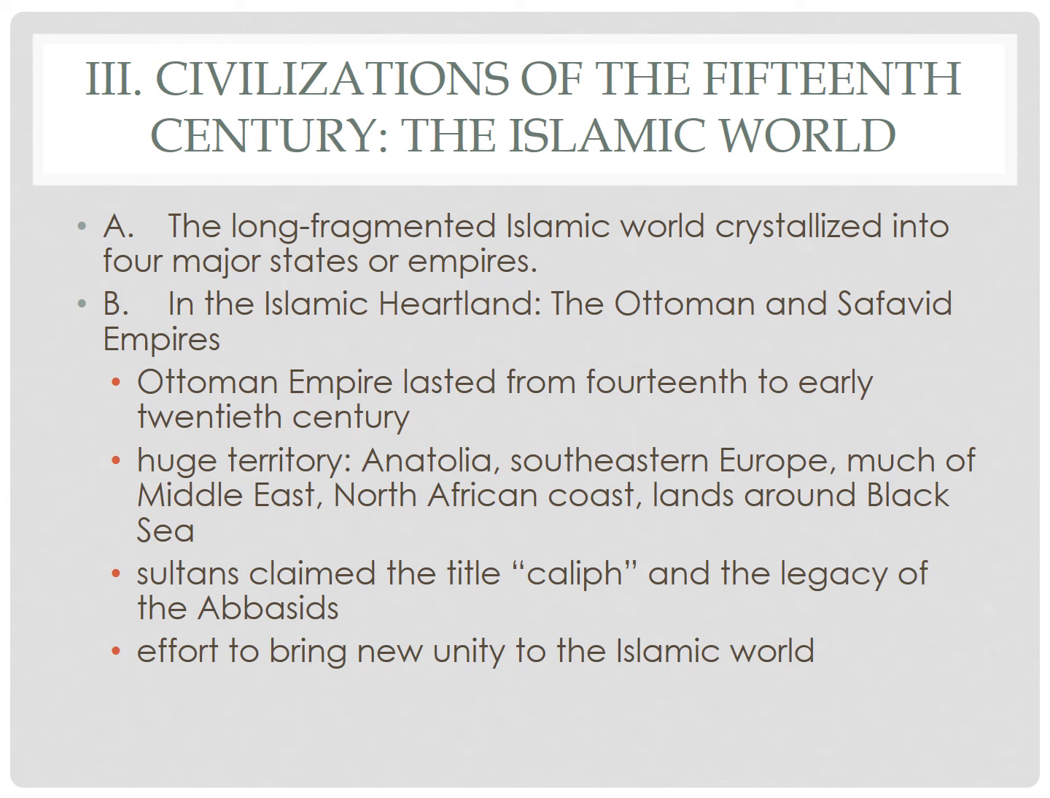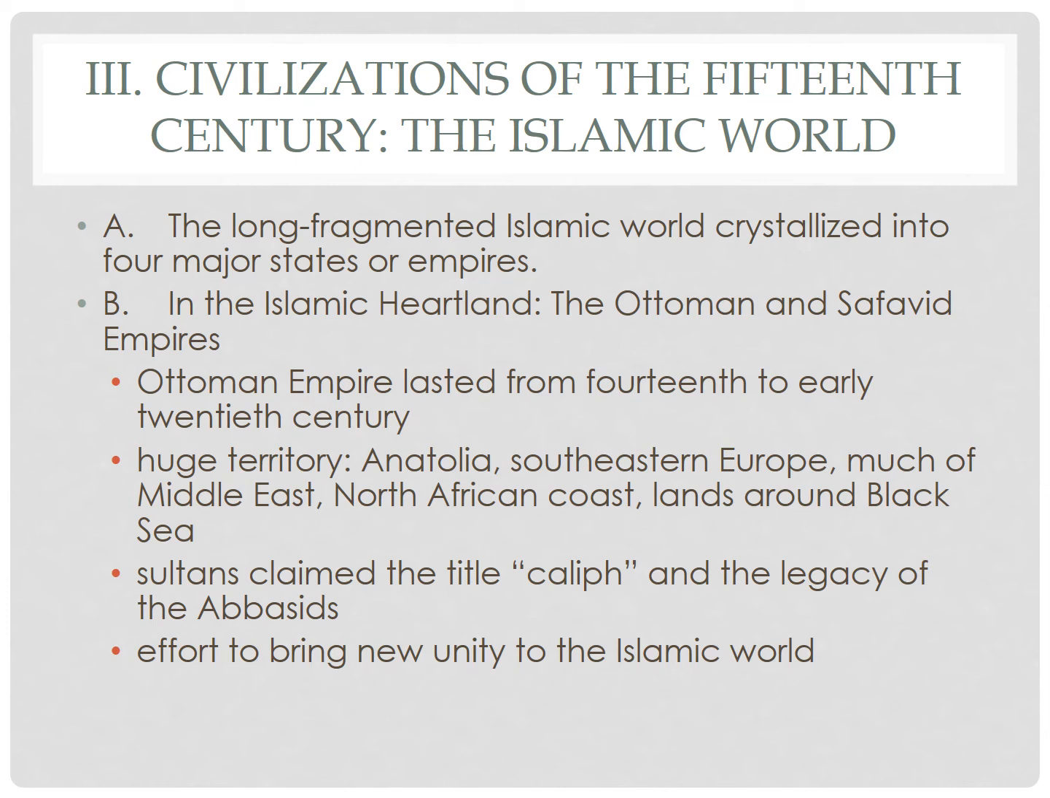So in the Islamic heartland of the Middle East, you have the Ottoman and the Safavid empires. The Ottoman Empire lasts a long time, pretty much all the way up to World War I, and it fragments in World War I, which we'll talk about. So, long time. It's a huge territory going from Anatolia to southeastern Europe, much of the Middle East, into North Africa, lands around the Black Sea. It's big, and I have a map, so you can get a better idea if you have no idea what I'm saying in a second here.